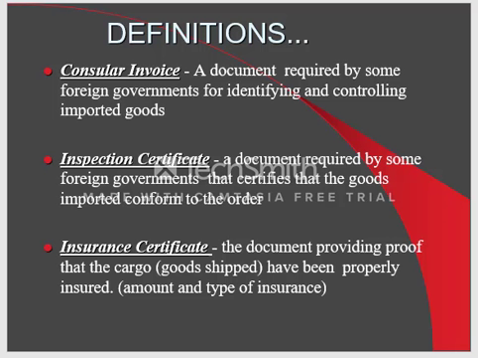Consular invoice is a document required by some foreign governments for identifying and controlling imported goods. An inspection certificate is a document required by some foreign governments that certifies that the goods imported conform to the order. Insurance certificate is a document providing proof that the cargo, that is goods shipped, have been properly insured with the amount and type of insurance.